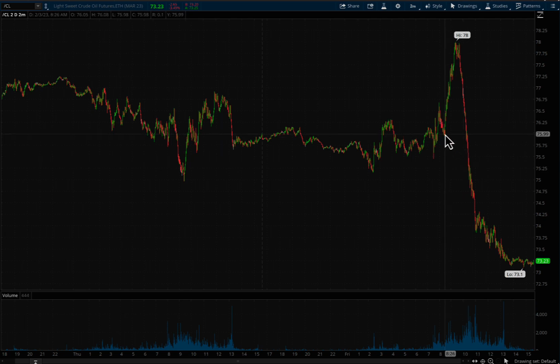So depending on your entry, though, you could have gotten in earlier. We were expecting this move, of course, slightly earlier. It never pays to be too late to the move.